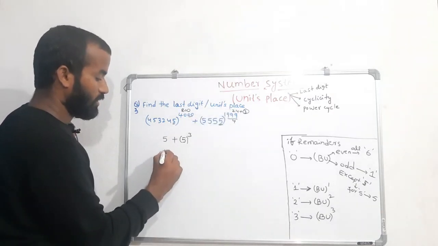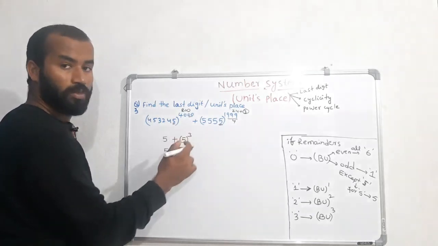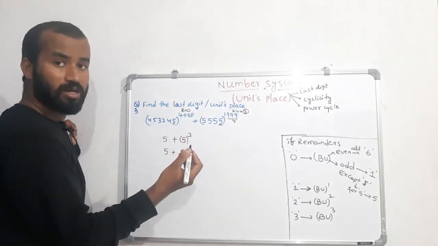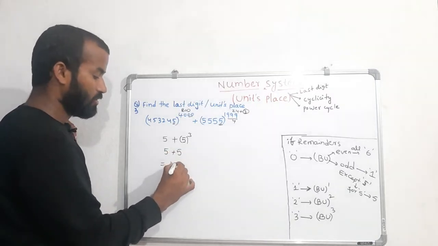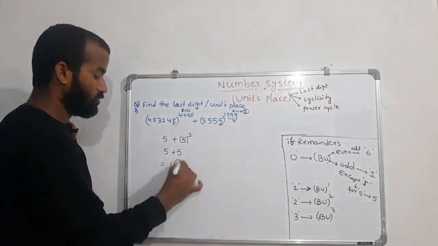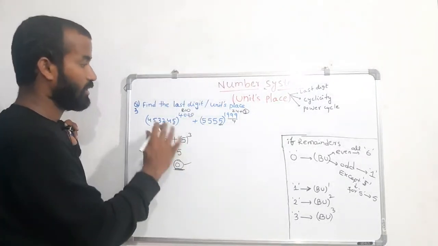So 5 plus 5 cube means 125. In 125, what is the last digit? 5. If you add these two, you are going to get 10. So in 10, the last digit will be 0. So 0 will be the answer. 0 will be the last digit.